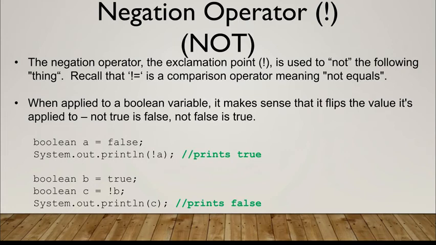Boolean a equals false. If we print not a, then it will print true. Boolean b equals true, but c is set equal to not b. So c is assigned a false, and if printed, it will print false.